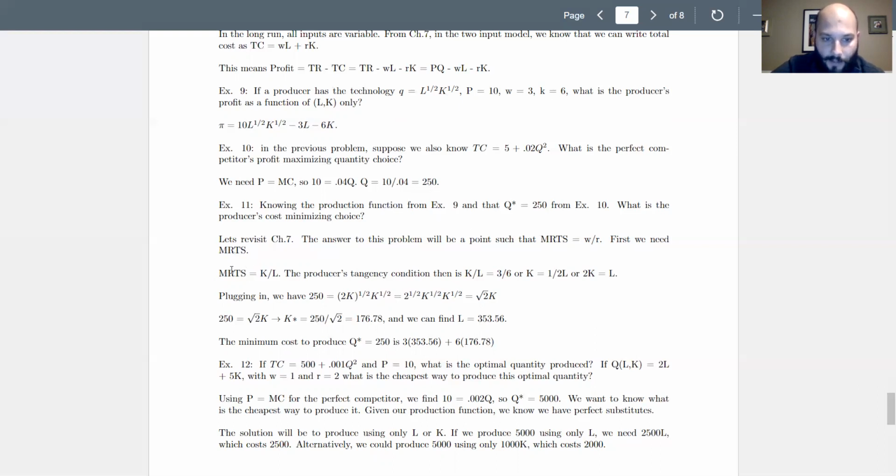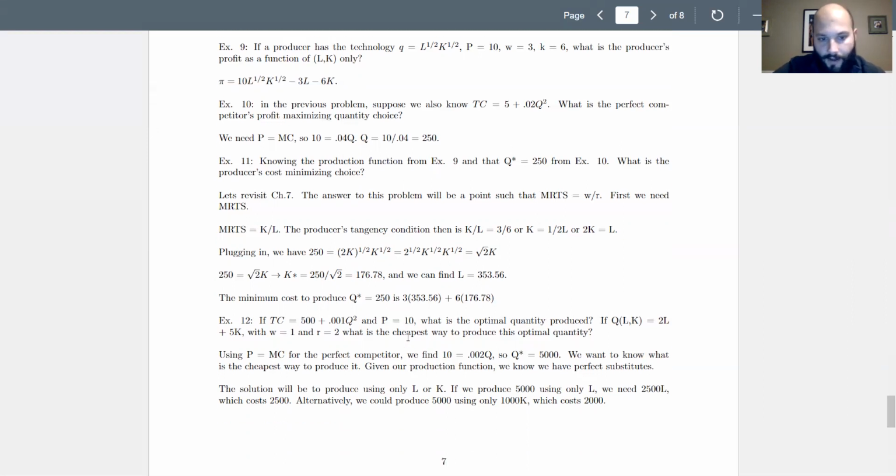So we find MRTS. I've skipped some steps here. Hopefully finding MRTS is getting quicker for you, but we take MPL, we divide it by MPK. We're going to get K over L, set K over L equal to our price ratio, 3/6. We can write K in terms of L, and we can plug it into our production function. We know we want to produce 250. We've got K in terms of L, so we plug it in and we solve.